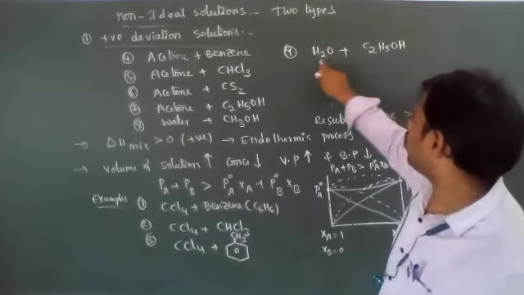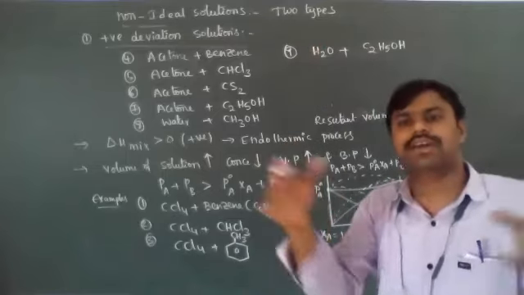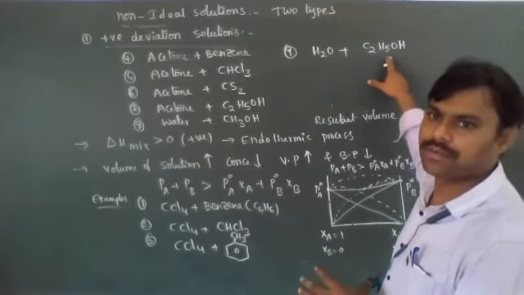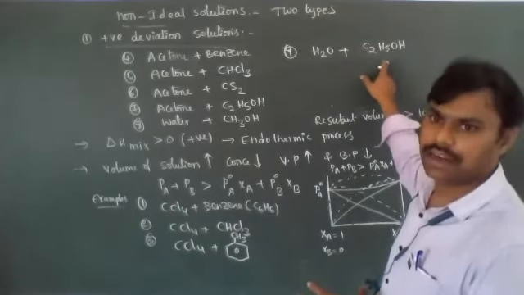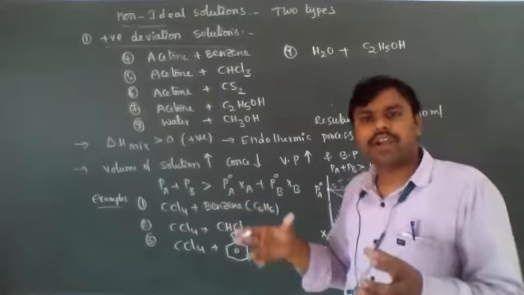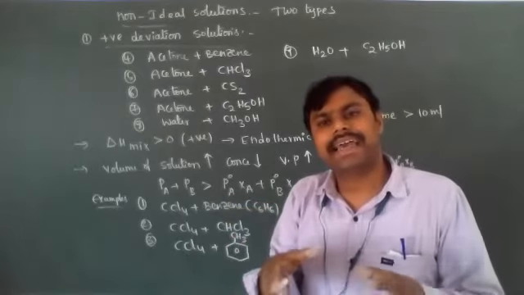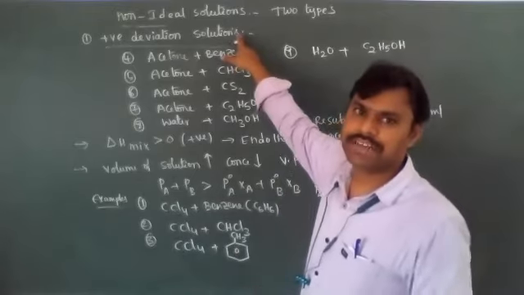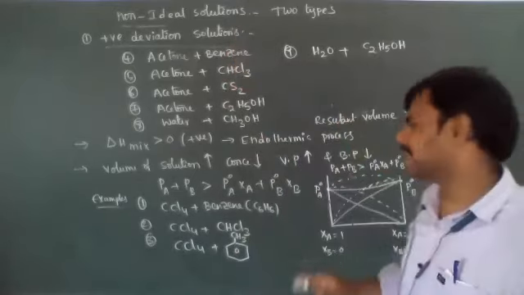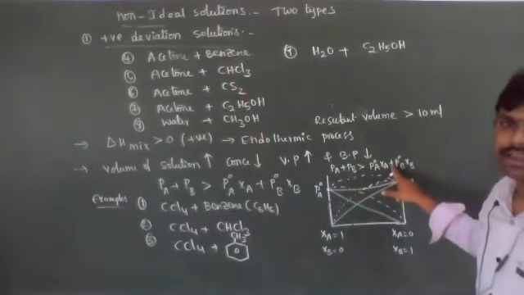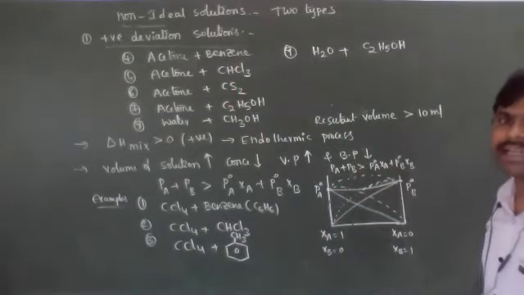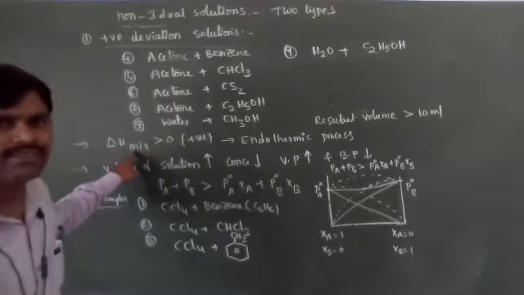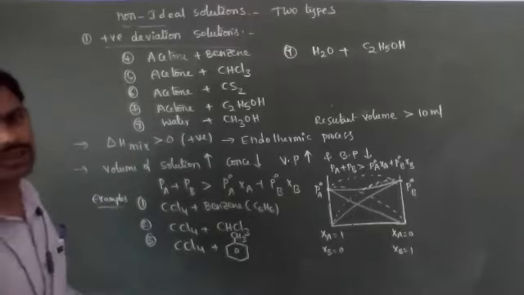If you observe water and ethyl alcohol, water is a polar solvent, so the intermolecular forces of water molecules are more, and the intermolecular forces of ethyl alcohol are also more compared to the A-B forces. The AB intermolecular forces are less than the AA and BB intermolecular forces. Then such a solution shows positive deviation. In positive deviation solutions, the resultant vapor pressure is more than that of the ideal solution, because delta V is positive. This is about positive deviation solutions.